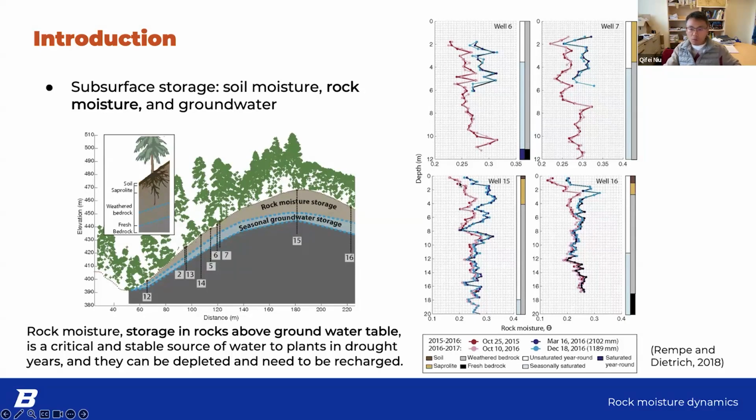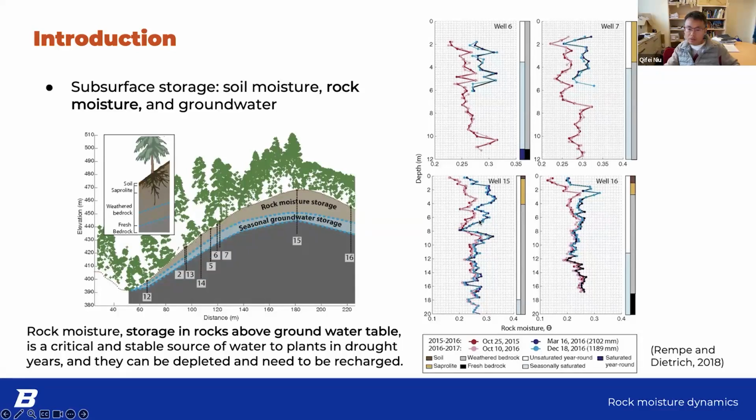The rock moisture, for example, you can see from this well 15. Well 15 is on the top of the slope. The red lines are the rock moisture content measured during the dry season, and the blue lines are the moisture content measured during the wet season. This bar indicates the groundwater level, fully saturated. The fractured bedrock is the gray area from about 5 meters below. You didn't see fresh bedrock at all in this well.